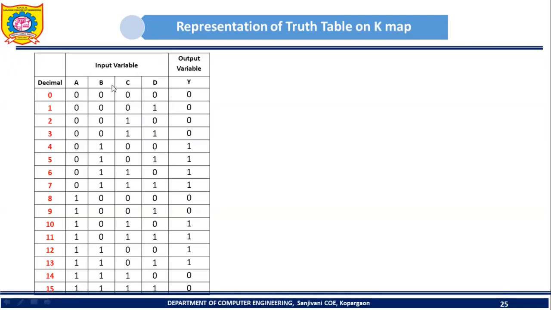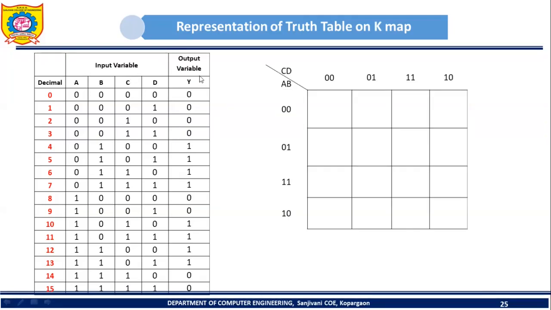Now in order to represent this truth table on KMap, the first question that may come in your mind is what type of KMap can we use here? Shall we go for 2 variable KMap, 3 variable KMap or 4 variable KMap? The type of KMap will depend upon the number of input variables. In this truth table we have 4 input variables, so that's why we should use 4 variable KMap. If your truth table contains only 2 input variables, then you should go for 2 variable KMap, right? So already you know the format of 4 variable KMap, it is like this.